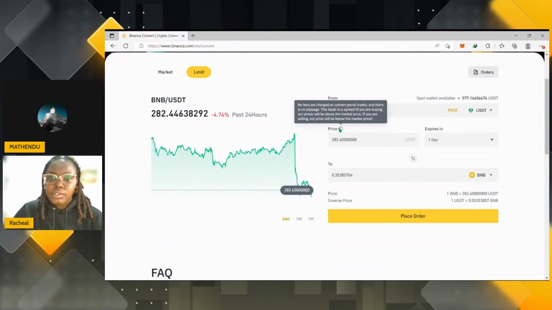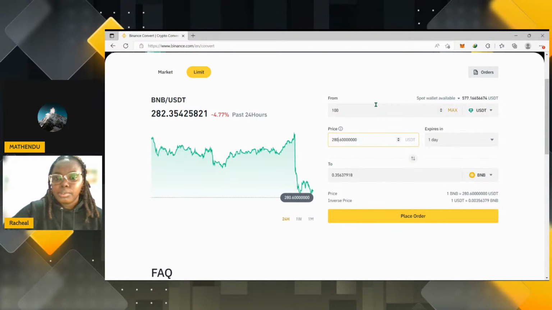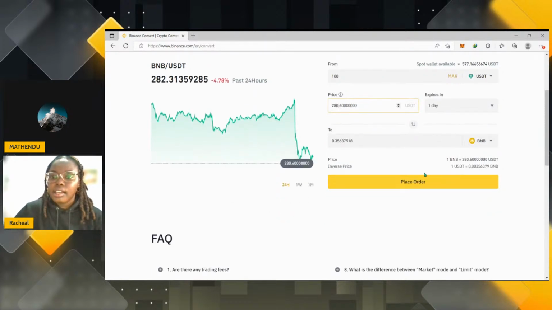No fees are charged on the convert portal. The other benefit is that there are no fees and there is no slippage. Here I can set at what price I want to buy. Right now it's 282, so let me set it small, to like 280. They'll show you exactly how much you're going to get in BNB, and then you can place the order.